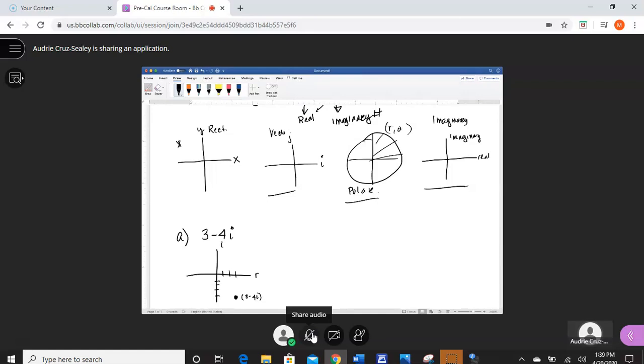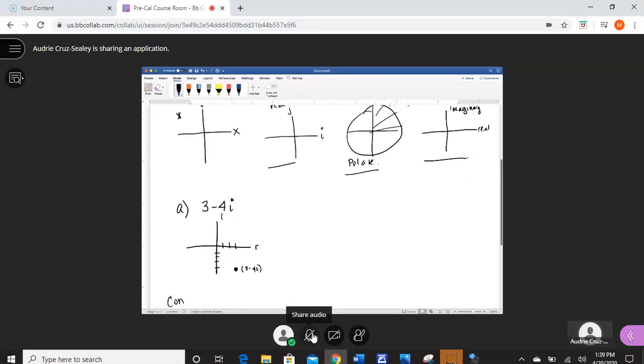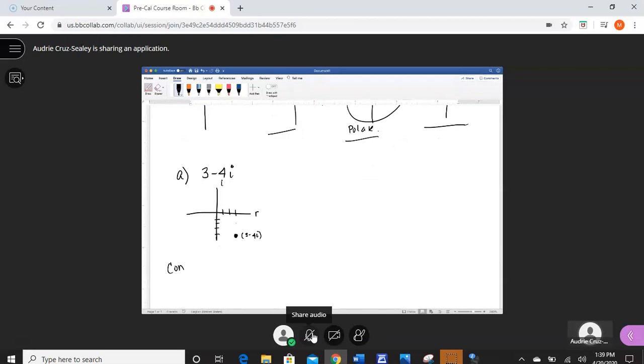Okay, so the next thing that we're going to talk about is conjugates. At the very bottom of page 111, again, I don't have it in here. I should probably add it. But do y'all remember what a conjugate of an imaginary number is? So if you have a plus bi, a conjugate of a plus bi is a minus bi.